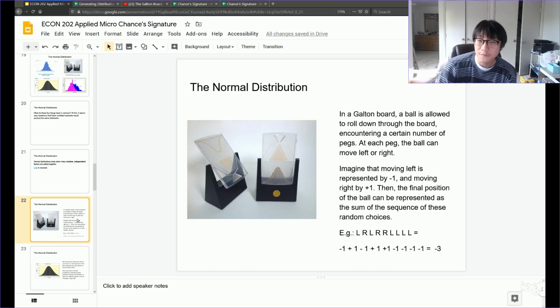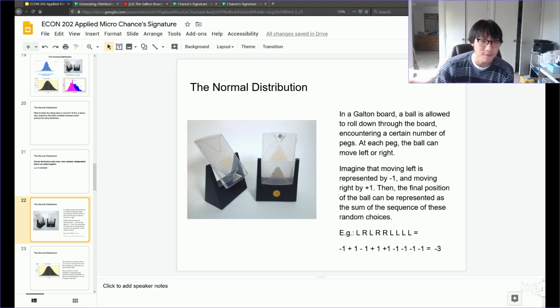So first of all, the Galton board. Let's think about what's happening here with the Galton board. We have a bunch of these metal balls that are in this top area, right?